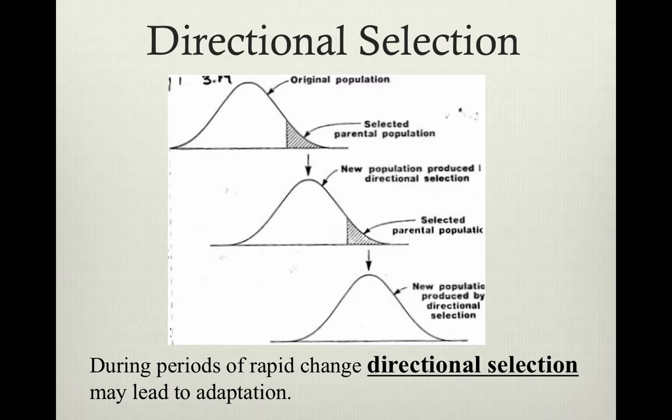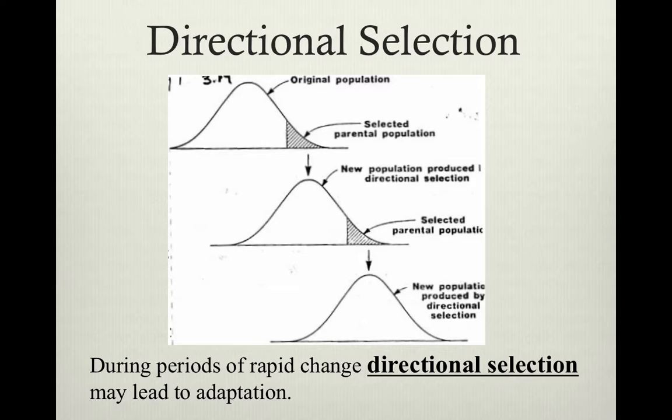Directional selection is another way that natural selection can influence the population. This is where we favor one extreme or the other. We favor one end of the distribution, and so over successive generations, we end up with a population that has a mean shift. And so, if we are favoring the upper part of the distribution, we will shift that average value of the trait higher. If we are favoring the lower part of the distribution, we will shift that average expression of the trait lower. And so during periods of rapid environmental change, directional selection can even lead to adaptation.